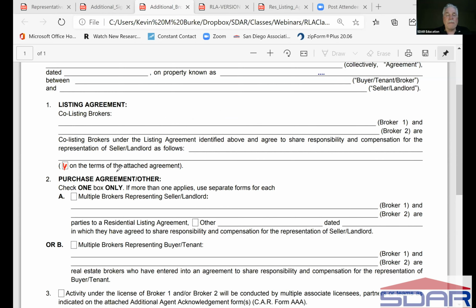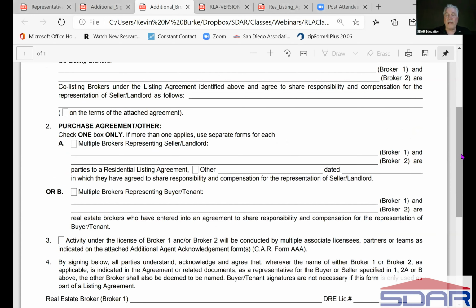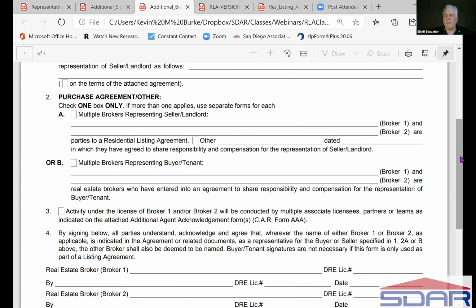Okay, what about my purchase agreement? So this is my listing agreement. Now let's talk about my purchase agreement. So check only one. So I've only got either A, or this is an or statement, or B. So either multiple brokers representing the seller in the listing agreement, or multiple brokers representing the buyer in the offer. Okay, so again, check with your broker before you do that. Sometimes I hear people say, well, I didn't have any choice, I had to do it. Yeah, I know, but you had to also check with your broker to make sure it was okay with your broker. So please don't do things without your broker's advice.